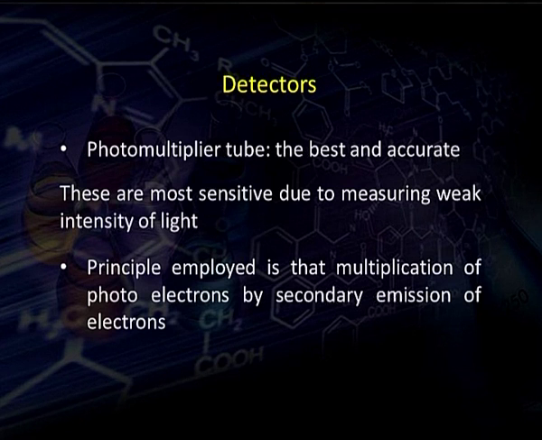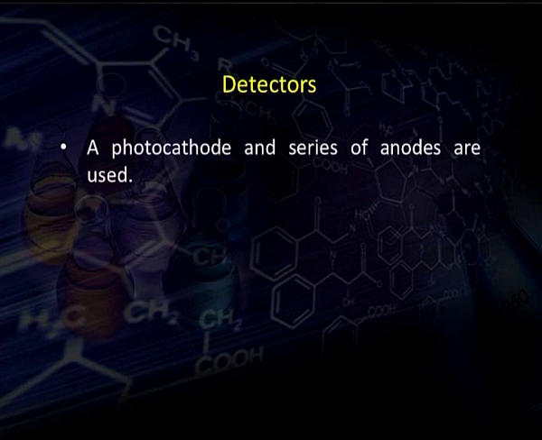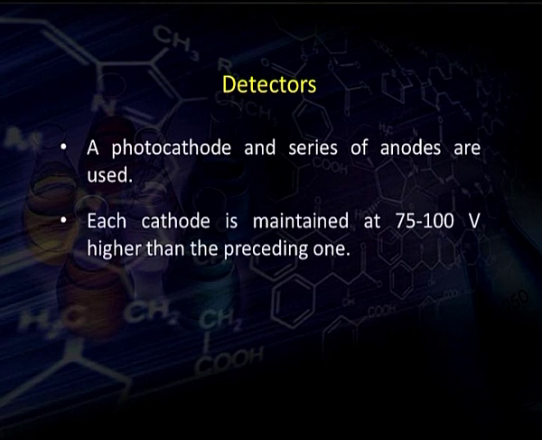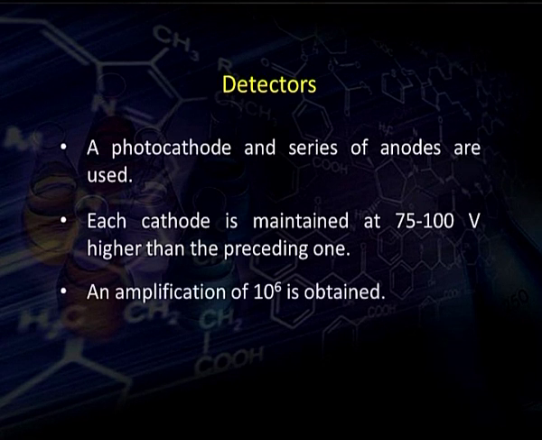The principle employed is that the multiplication of photoelectrons by secondary emission of electrons takes place. A photocathode and a series of anodes are used. Each cathode is maintained at 75 to 100 volts higher than the preceding one. An amplification of 10 to the power 6 is obtained.